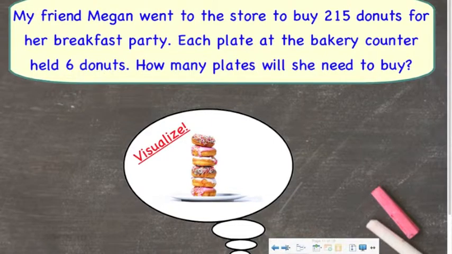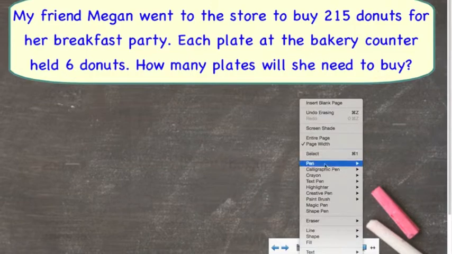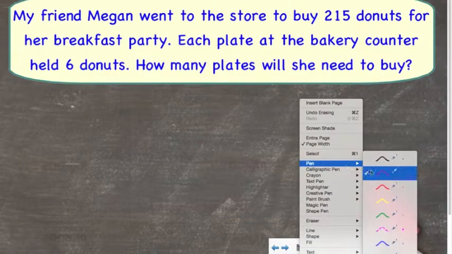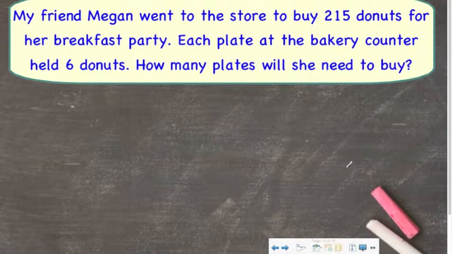Now the next thing I really need to do is figure out what information the story is giving me. And I can do that just by going in with my pencil and circling the important information. So since we're thinking math, I'm going to go straight for my numbers. My friend Megan went to the store to buy 215 donuts. So I'm going to circle that 215 because it seems really important. Each plate at the bakery counter held 6 donuts. There's another number.